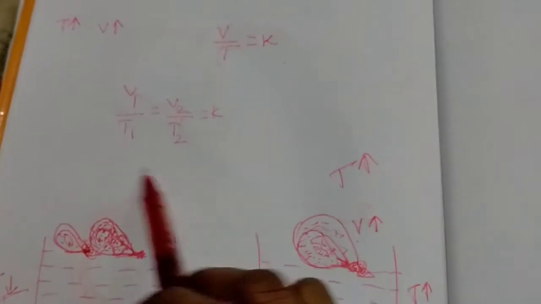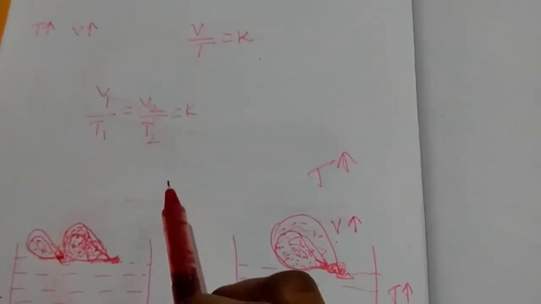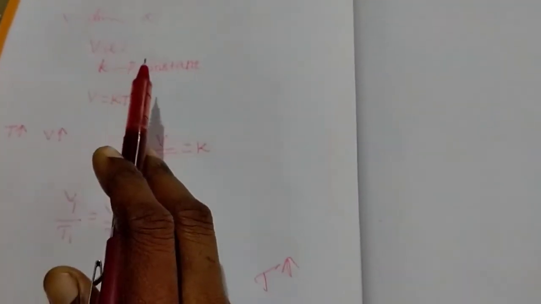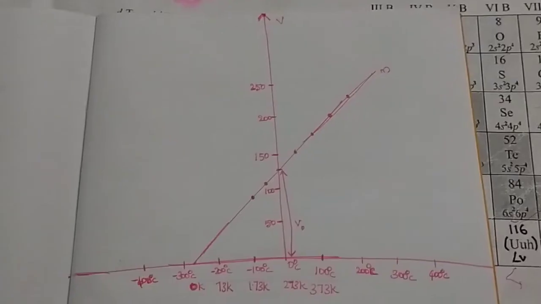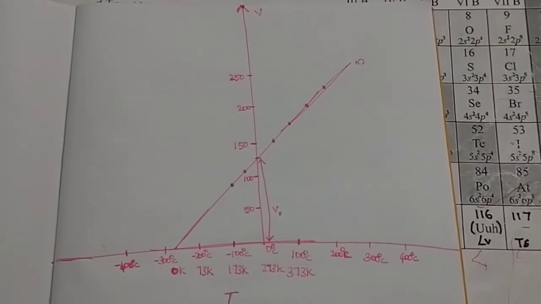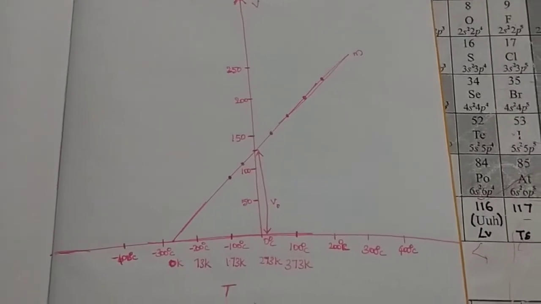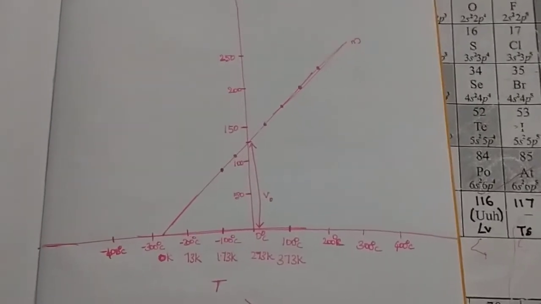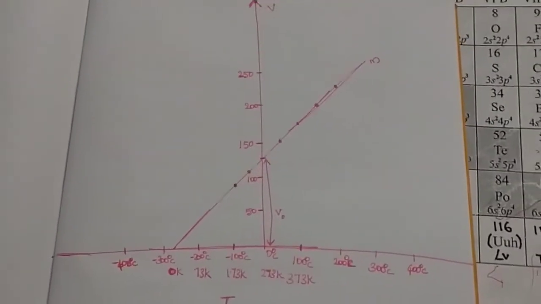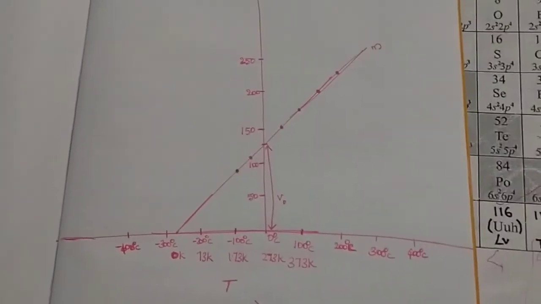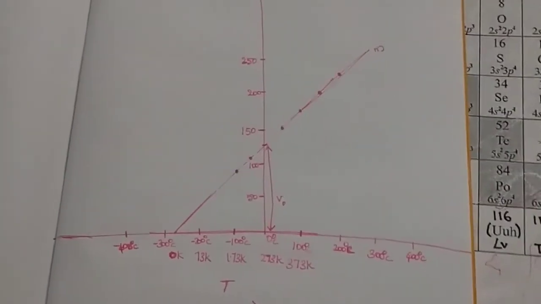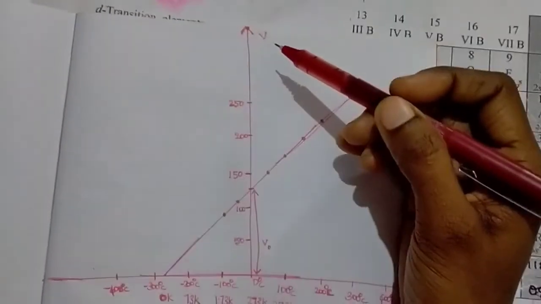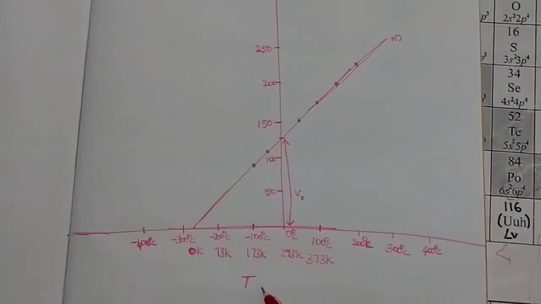This is the concept explained by Charles. V by T is equal to K. That means V is directly proportional to T. Plotting temperature and volume in a graph gives a graph like this, explaining the variation of volume with temperature at constant pressure. On the y-axis we put volume V and on the x-axis T.